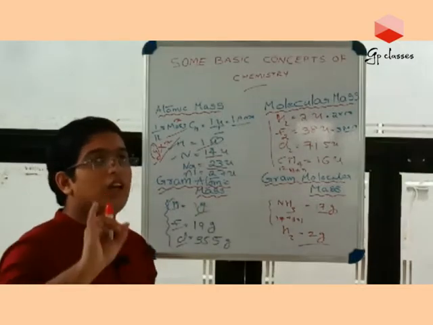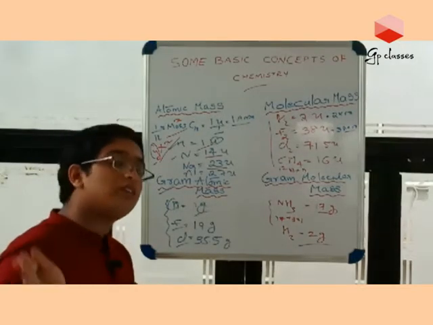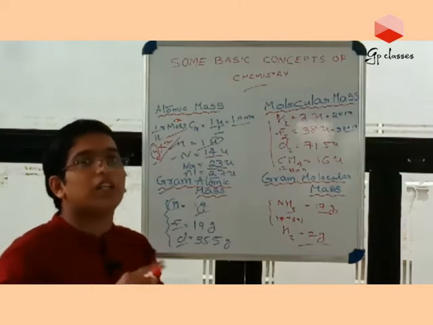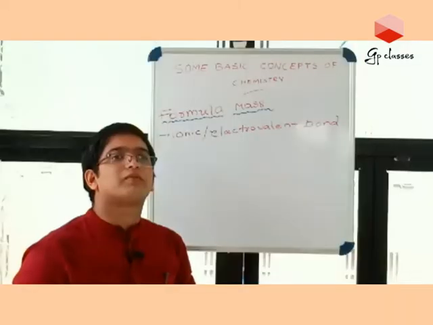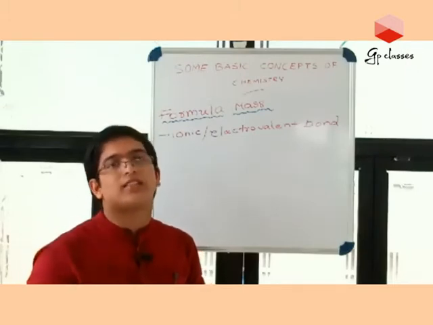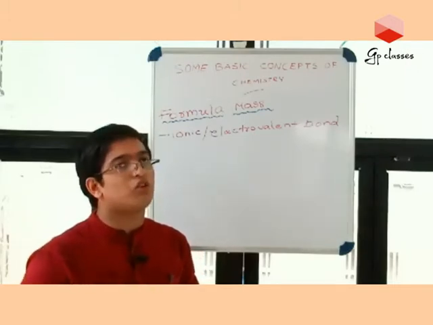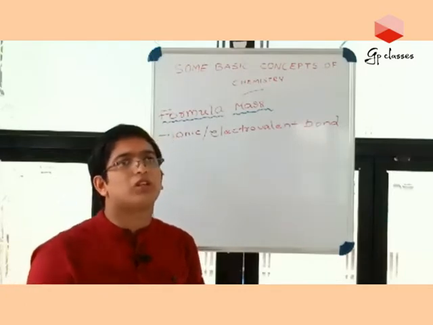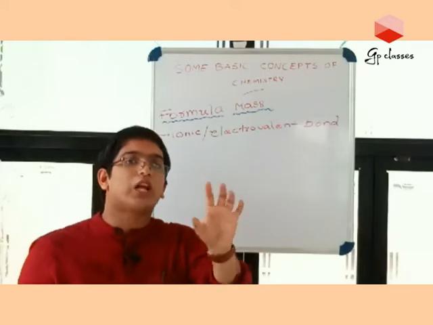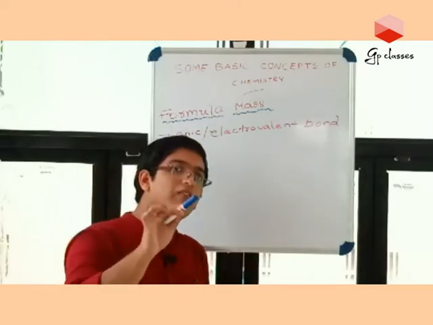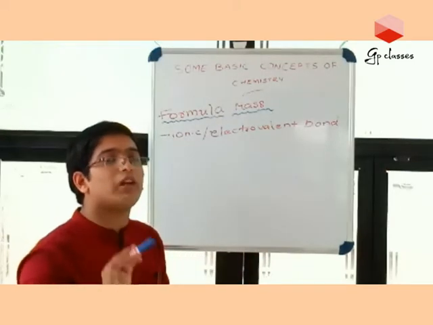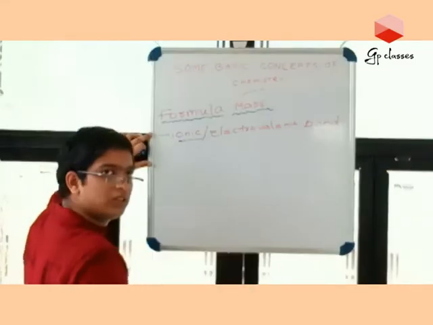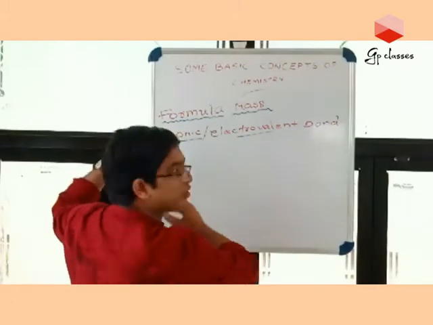So we have discussed atomic mass, molecular mass, then gram atomic mass, gram molecular mass, and how to convert each of them. By now, we have already discussed how to calculate the masses of monatomic gases as well as diatomic molecules. Basically, diatomic molecules have covalent bonds. Now we will further discuss how to calculate the atomic or molecular mass of ionic compounds which have electrovalent bonds in them.